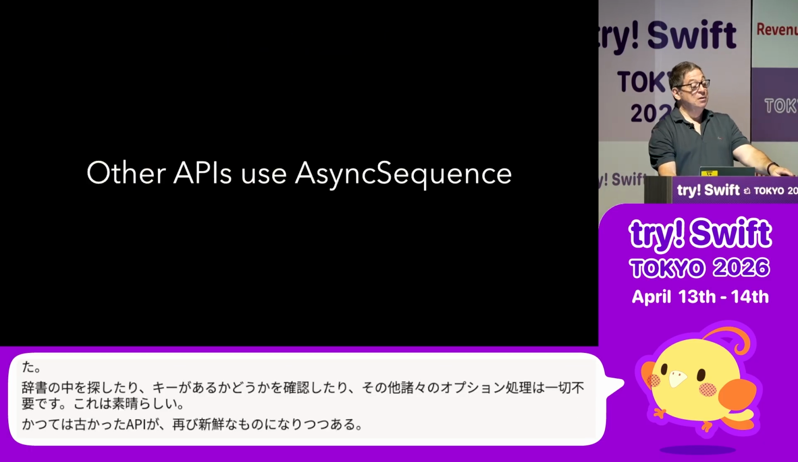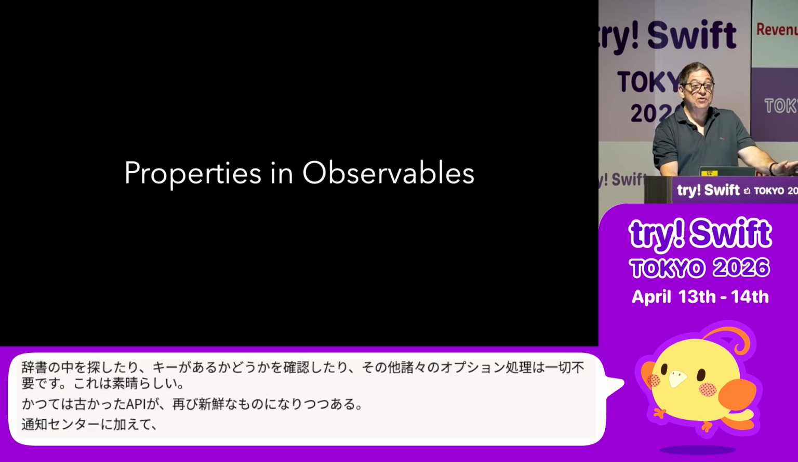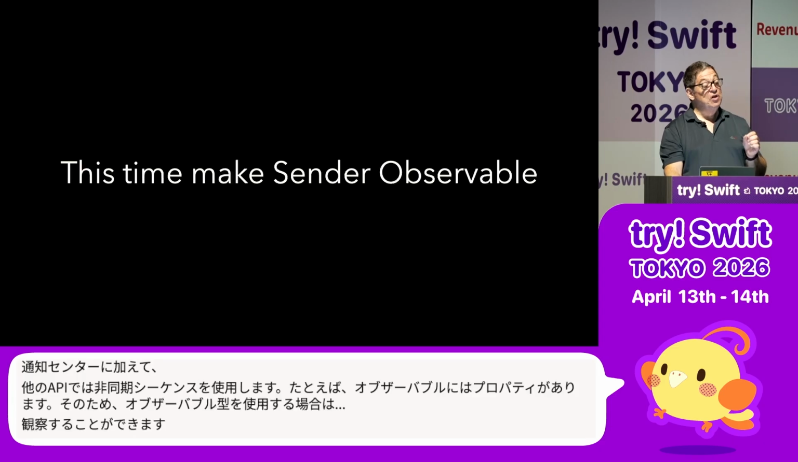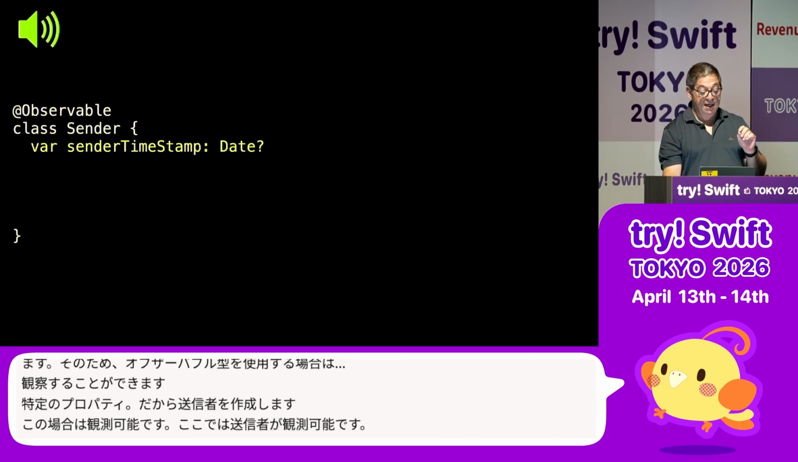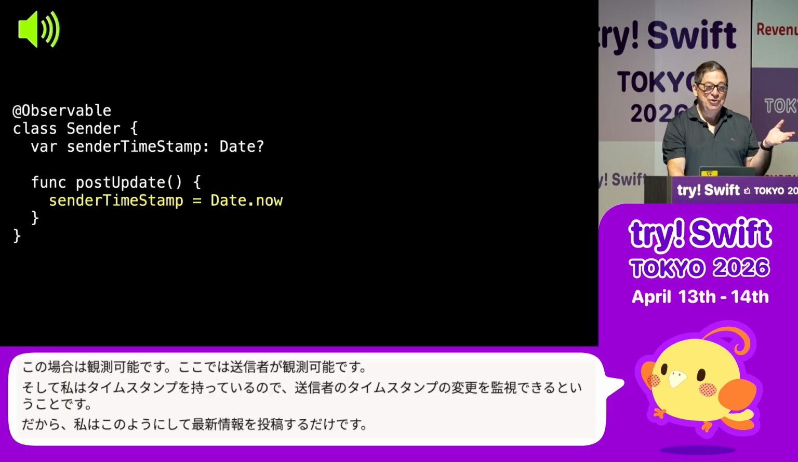So, in addition to Notification Center, other APIs use async sequence. For example, there are properties in observables. So if you use an observable type, you can observe specific properties. So I'm going to make the sender observable in this case. Here the sender is observable, and I have my timestamp, and so that means that people can listen for changes to the sender timestamp. And so I just post an update this way. Isn't that nice? That's all I do.